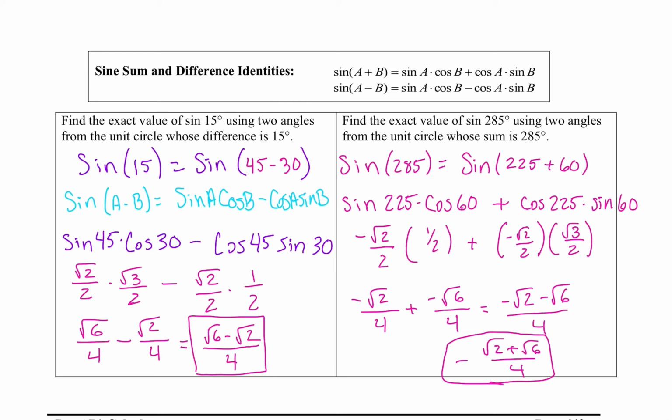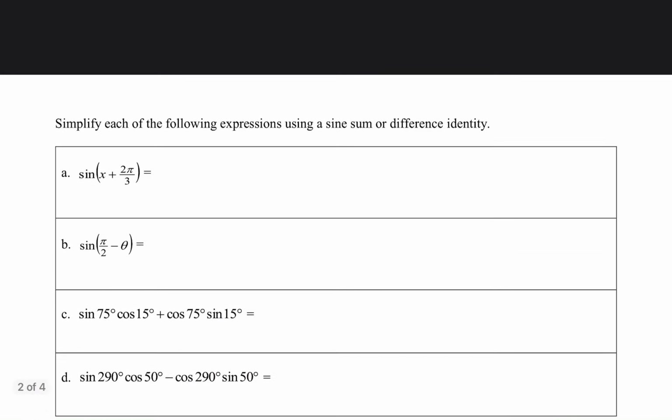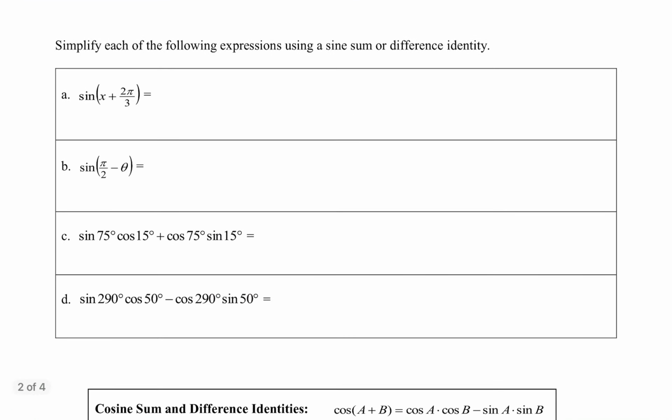You're going to get a lot of problems that look like square root of 2s and square root of 6s all over 4s. It's very normal for them to look the same. So be very cautious with your signs so you don't accidentally make little mistakes.